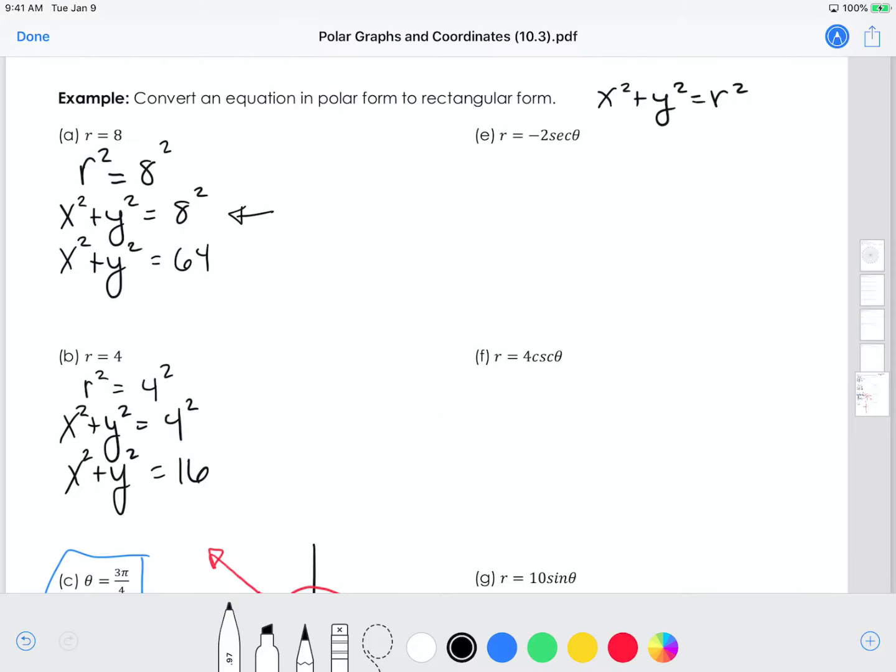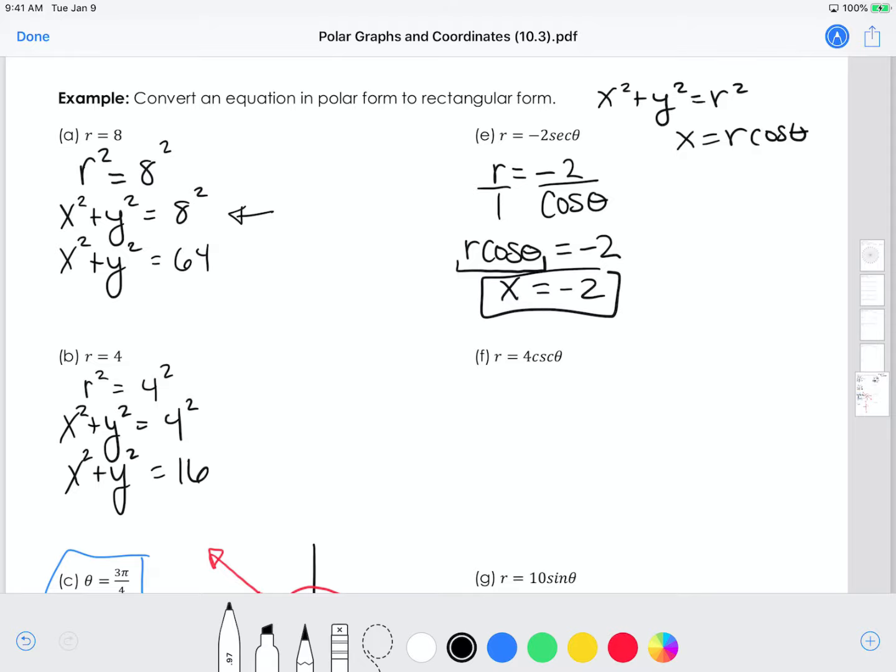Okay, for part E, we have r is equal to -2 secant theta. Since I know secant and cosine are reciprocals, I'm going to rewrite this as -2 over cosine theta. And the trick here is to notice that if I cross multiply, I'm going to get r times cosine theta is equal to -2. Using the fact that x is equal to r cosine theta, I can replace r cosine theta with x. So this also is a vertical line.